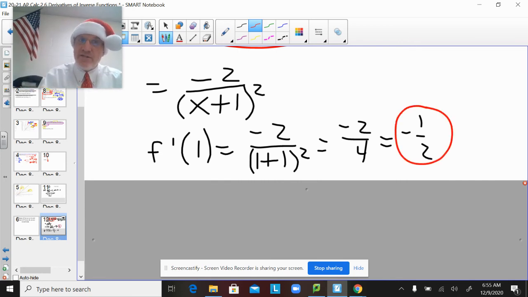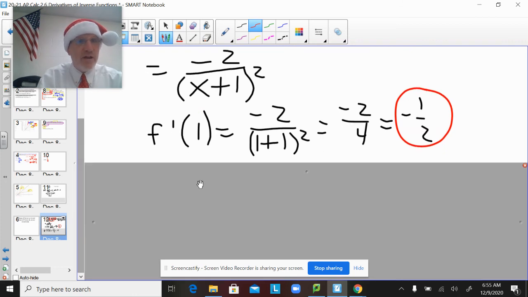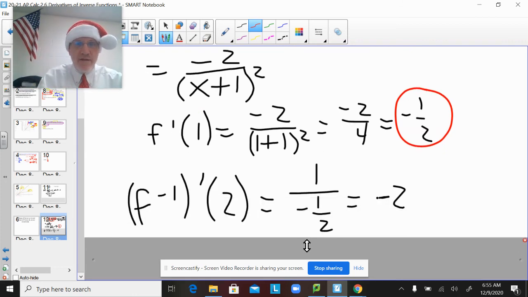That's not my final answer. If that's the slope of the function at 1 comma 2, then the slope of the inverse at 2 comma 1 is the reciprocal of that. So, and again, half the battle is getting comfortable with the notation. If f prime of 1 equals negative 1/2, then f inverse prime of 2 is 1 divided by negative a half, which turned out to be negative 2.